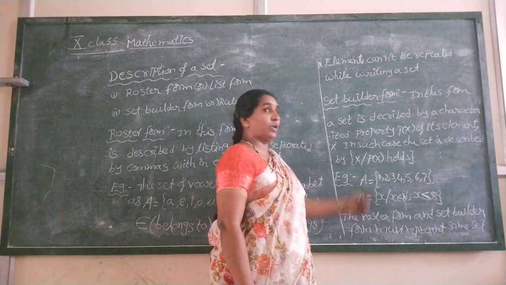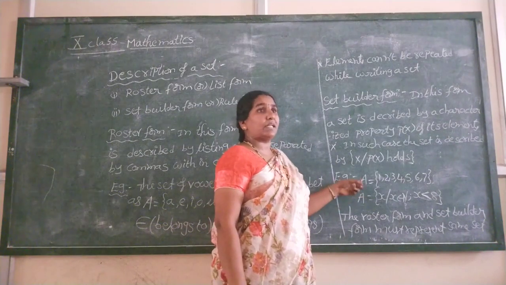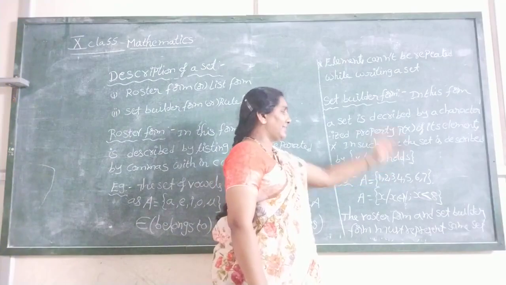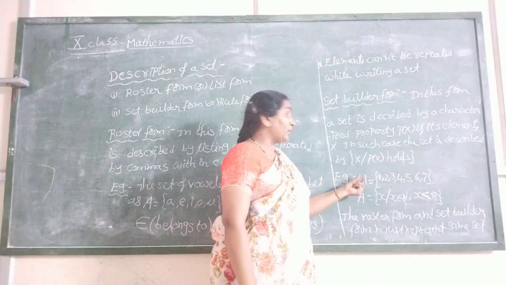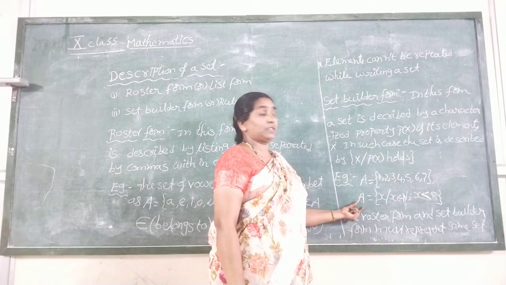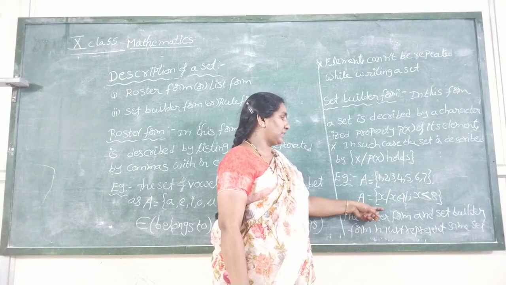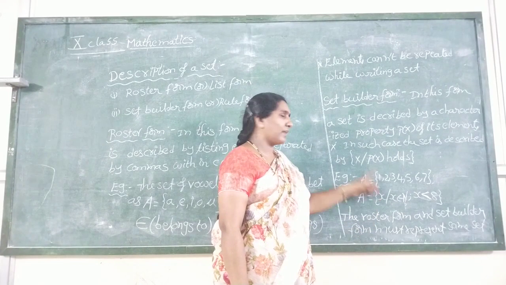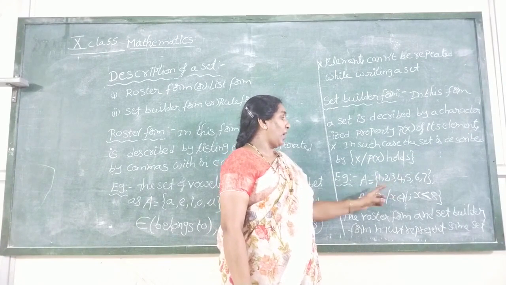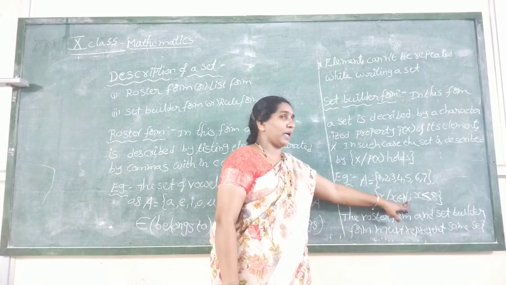For example, set A equals the set containing the elements 1, 2, 3, 4, 5, 6, 7. We are going to represent this roster form or list form in set builder form. How do we explain it in set builder form? x such that x is an element in the set A. All the elements belong to the natural number set only. That's why x belongs to N.